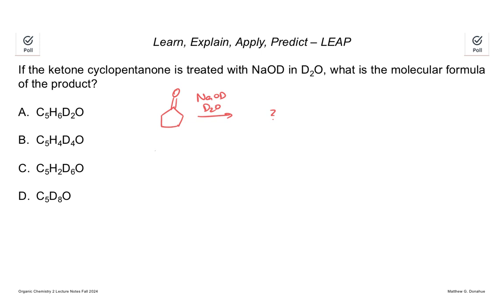So we're starting with C5H8O. How many alpha hydrogens are there? 4. So that's telling you that 4 of them have to be replaced. So you would end up with C5H4D4O.